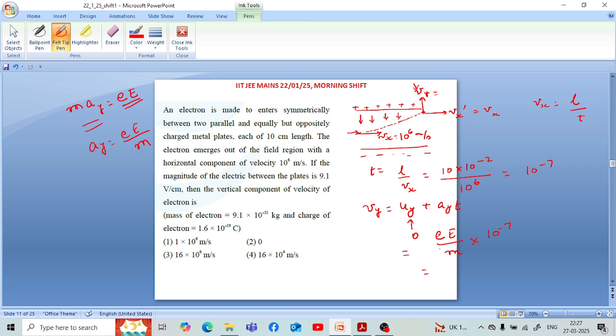The value of the electron charge is 1.6 into 10 to the power minus 19 coulombs. Electric field is given in volts per centimeter. So 9.1 volts per centimeter. So this is equal to 9.1 into 10 to the power 2 volt per meter. This thing is important because we have to convert it into the SI unit.